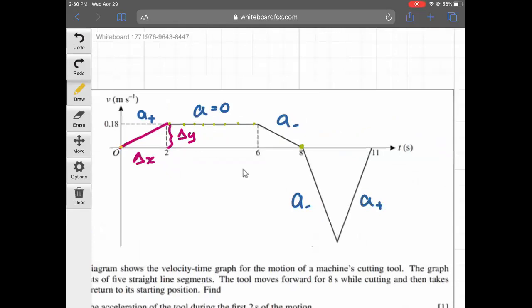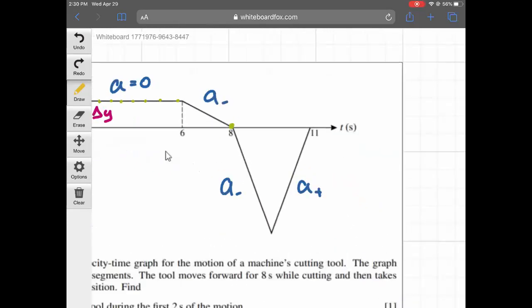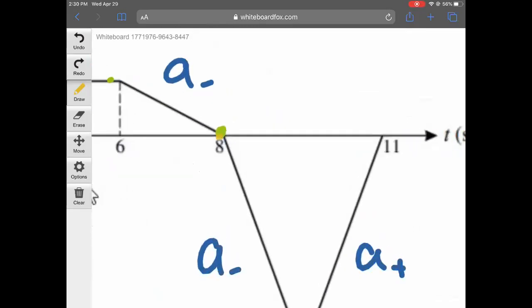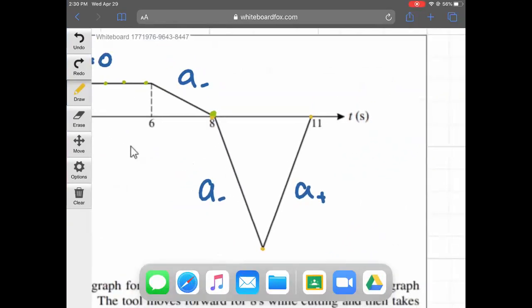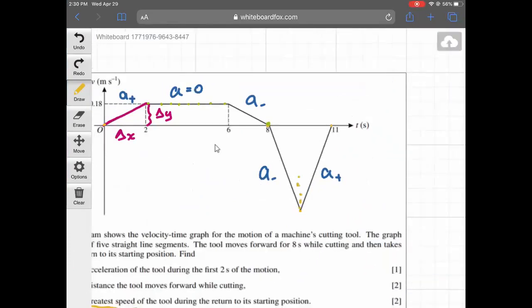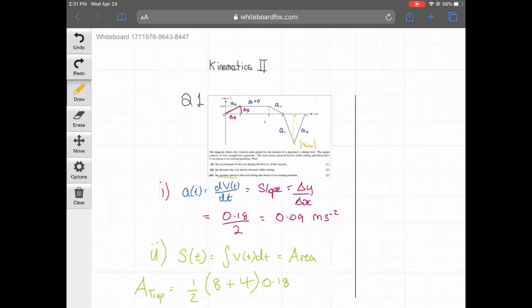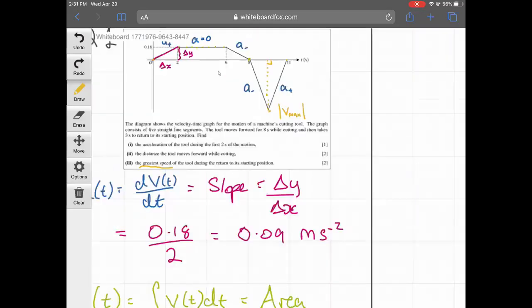And then in the second part of the journey, between 8 and 11 seconds, at 8 seconds it has a speed of 0, and at 11 seconds it has a speed of 0. But then looks like halfway in between those two, it has its maximum speed. So that's going to be actually the height of this triangle. I'm going to call it the magnitude of Vmax, right? The maximum speed. So what we need to find is the height of that triangle.